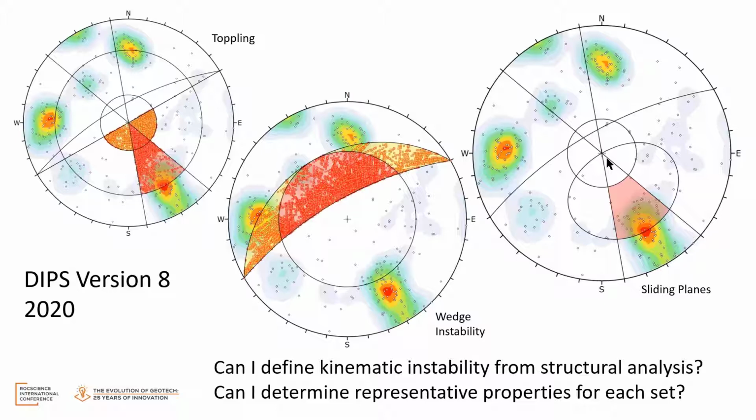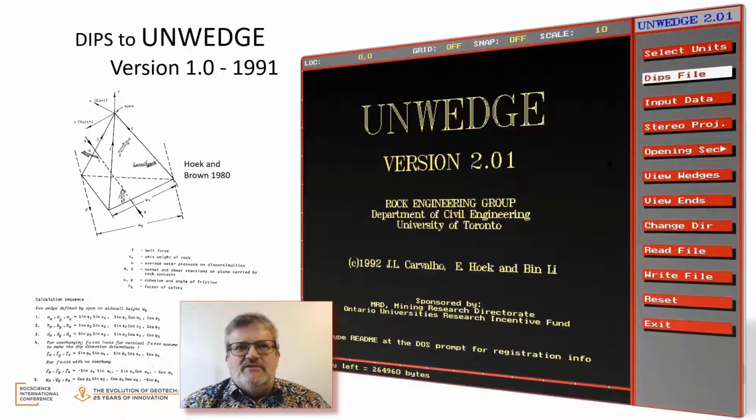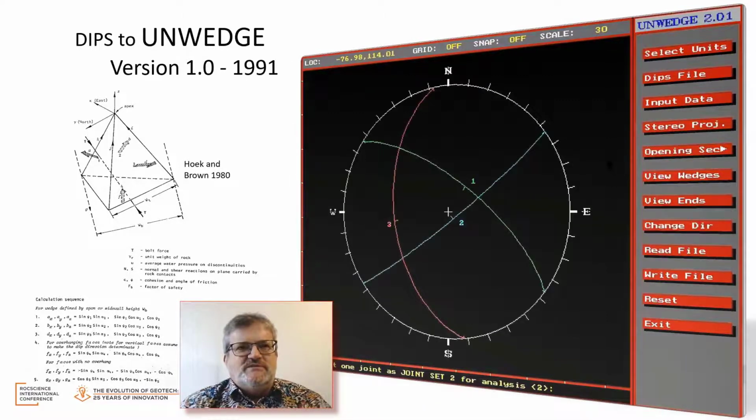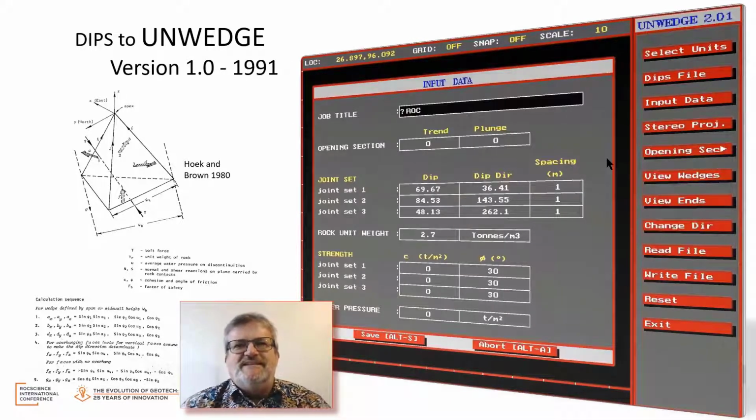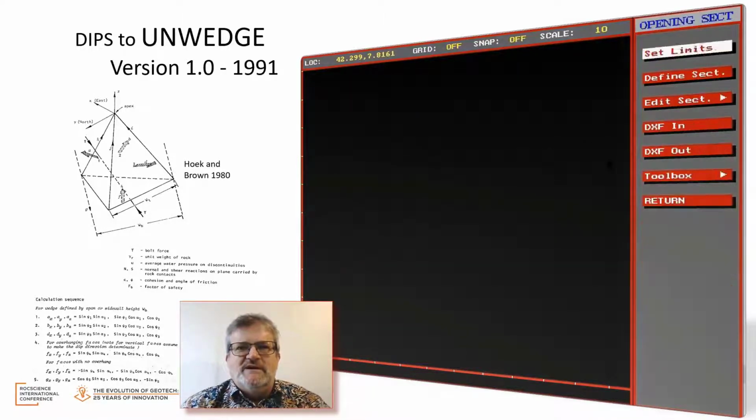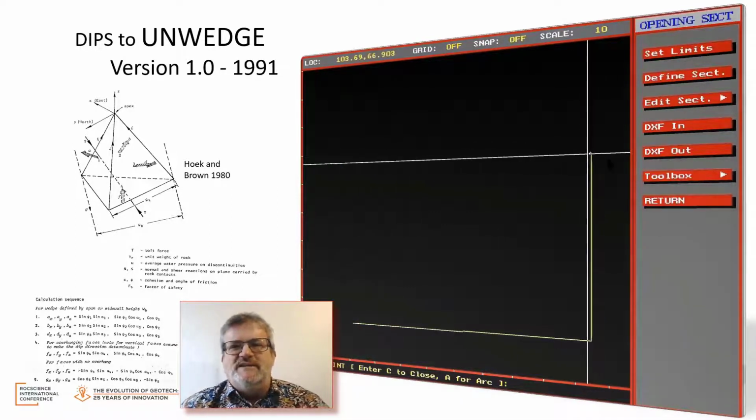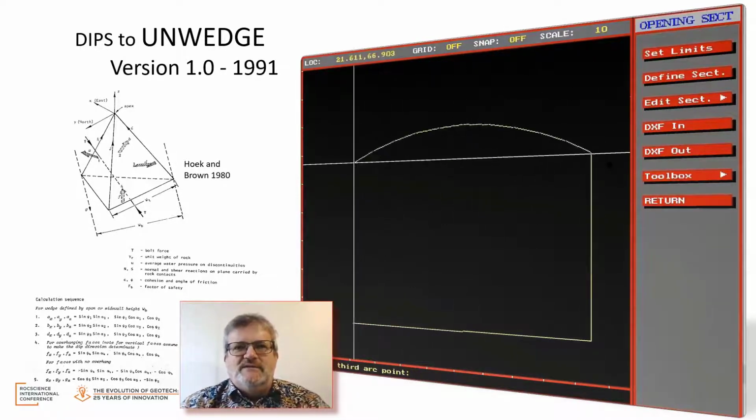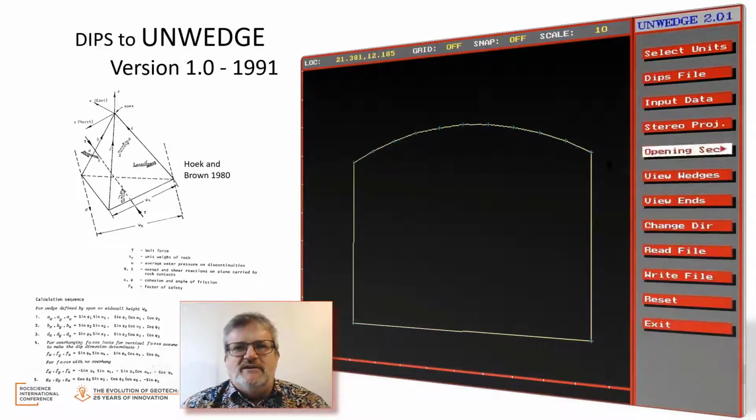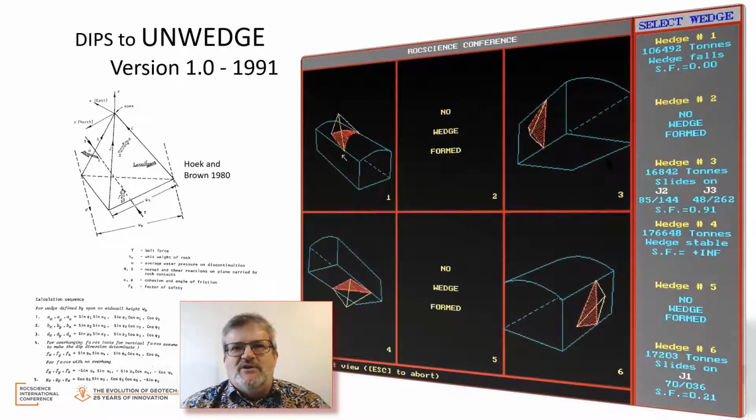Rocscience now has added kinematic instability tools, which are very powerful. Even in the early days, DIPS fed into Unwedge, which was a structural wedge tool, and you can see one of the original versions here. And this allowed the user to visualize, again, the formulas that were in the back of Hoek and Brown 1980 to assess how a three-sided wedge would interact with an opening.